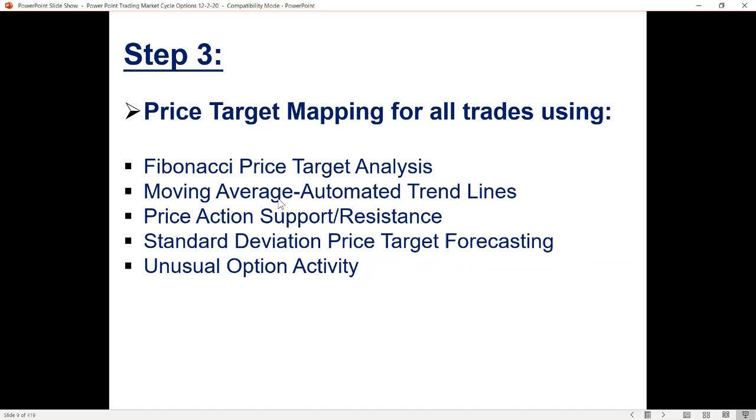And then step three is really important, what I call price target mapping for all trades. This is a process that I've put together and developed that will help you to analyze based on using Fibonacci price target analysis, moving averages, or what I refer to as automated trend lines, price action support resistance levels, and also standard deviation target forecasting and option activity. So it's very important to have targets laid out for your profit, for your defense, for your stop loss levels. So that's a very important step three.